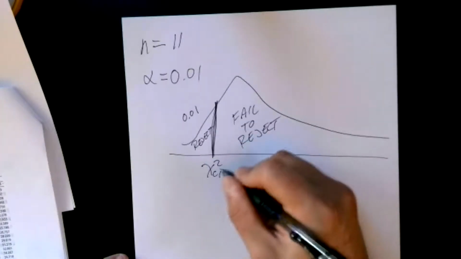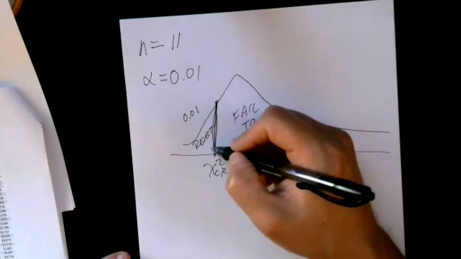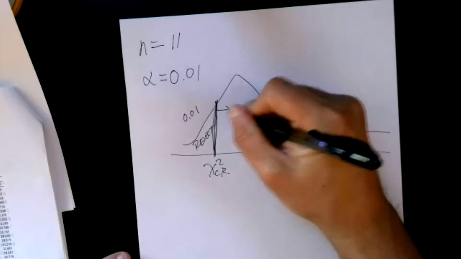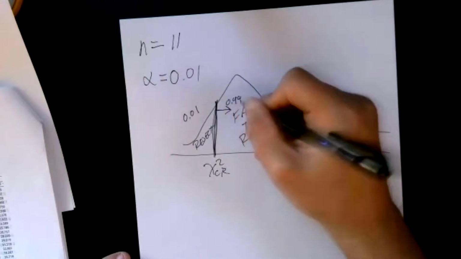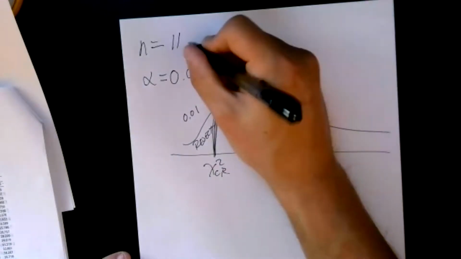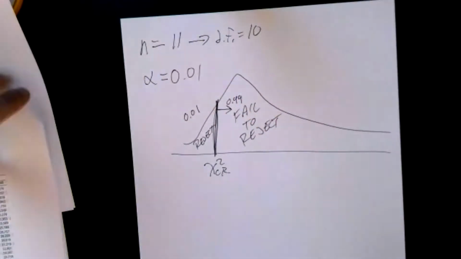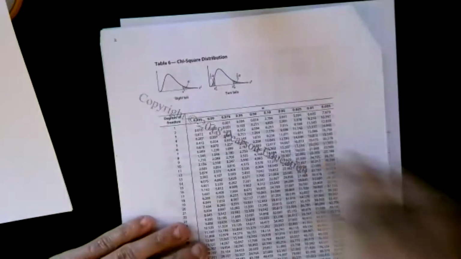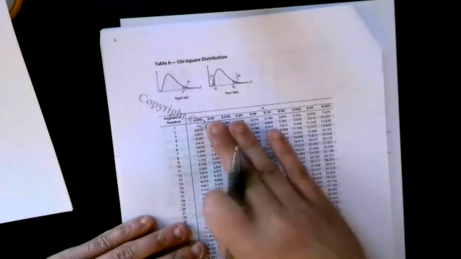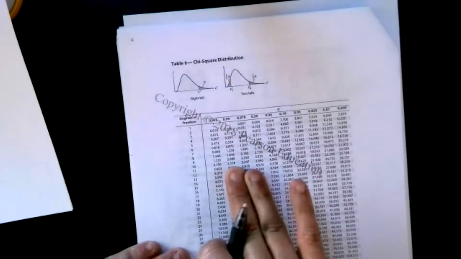All right, we need to find the chi-square critical value. Now we have to be careful here. The area in the tail is 0.01. We need the area to the right. So we do 1 minus 0.01 gives us 0.99. Degrees of freedom are 10. So if we go to the table, the area to the right is 0.99. Go to the 0.99 column. Degrees of freedom are 10. 2.558.